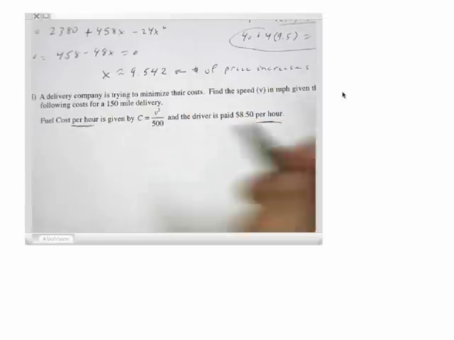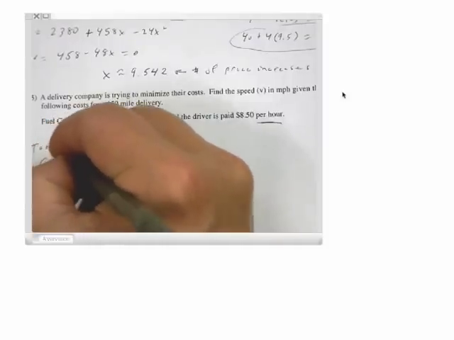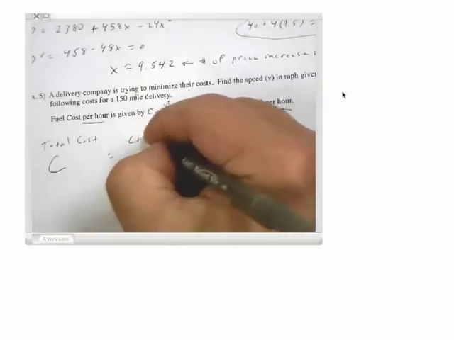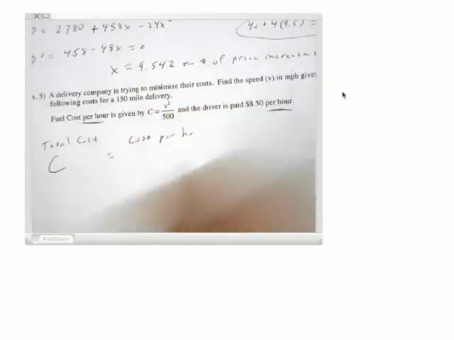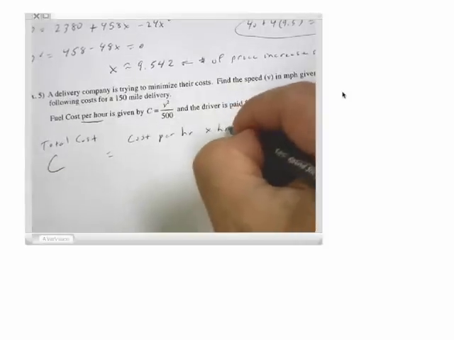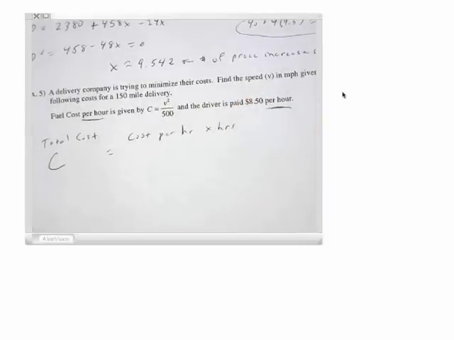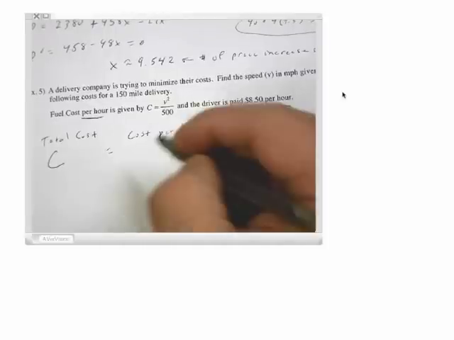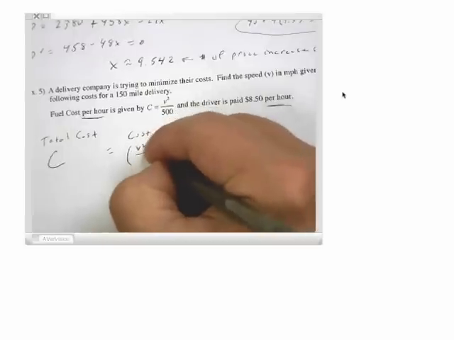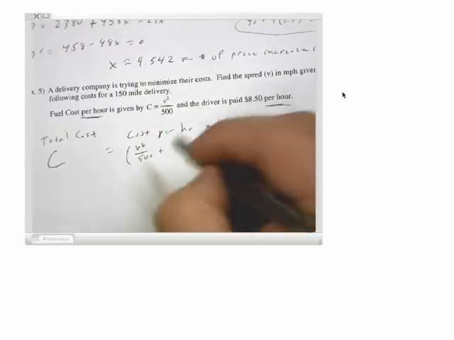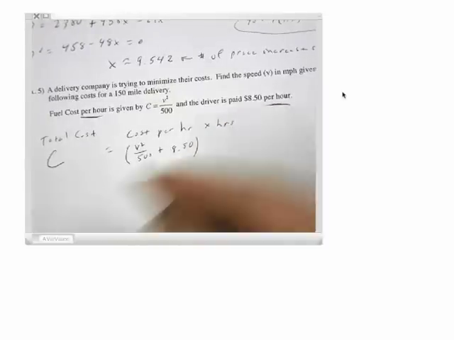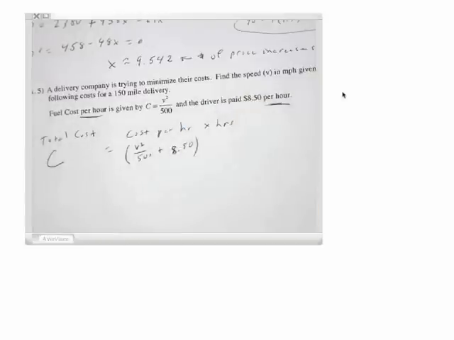All right, so C, which is my total cost, is going to equal my cost per hour multiplied by the number of hours it's going to take to make the trip. My cost per hour has two parts: my fuel costs, which are V squared divided by 500, plus the driver's $8.50 per hour. Those two things added together are my cost per hour. I then have to multiply that by the number of hours it's going to take to make the delivery.